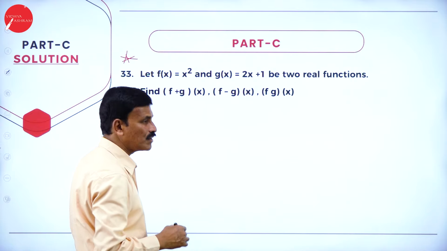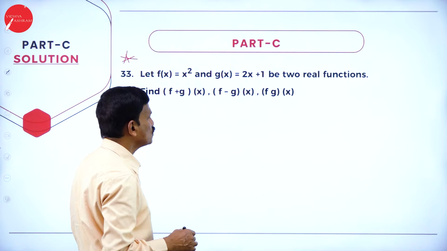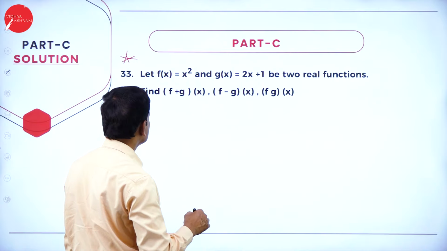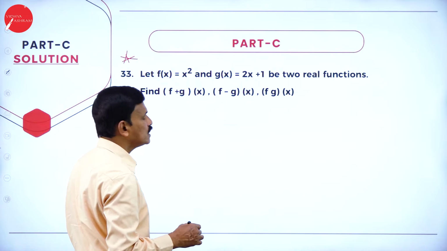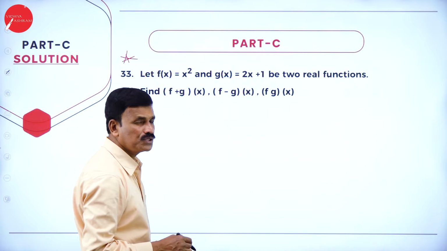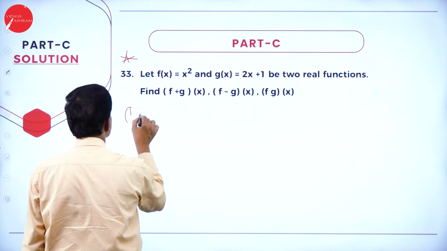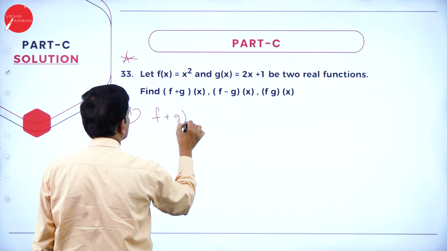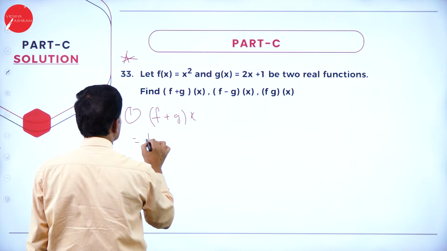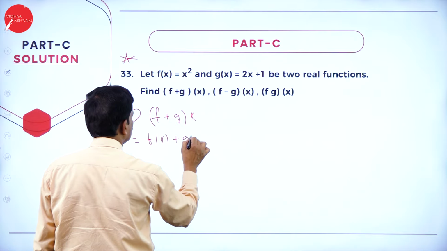Let f of x is equal to x square and g of x is equal to 2x plus 1 be two real functions. Find f plus g of x, f minus g of x and f into g of x. Each carries 1 mark, totally 3 marks. Now, let us take the first one. F plus g of x can be written as f of x plus g of x.